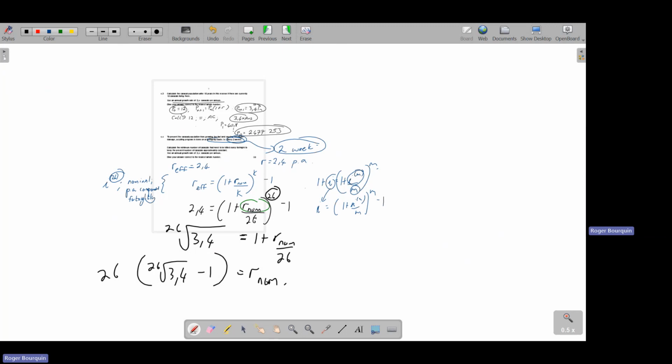So you should get an answer. The nominal interest rate is equal to 1,253. In other words, 12.53% per annum. What have we worked out? The interest rate per annum compounded fortnightly, 26 times in a year.